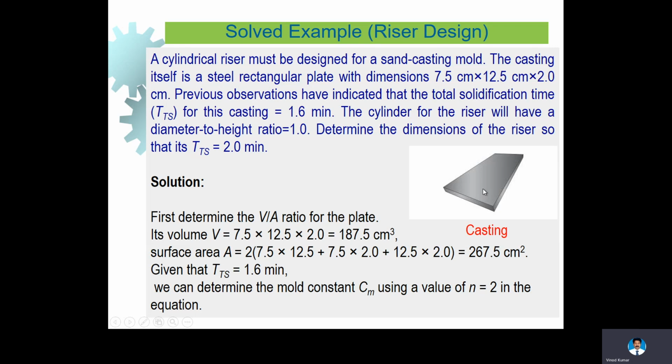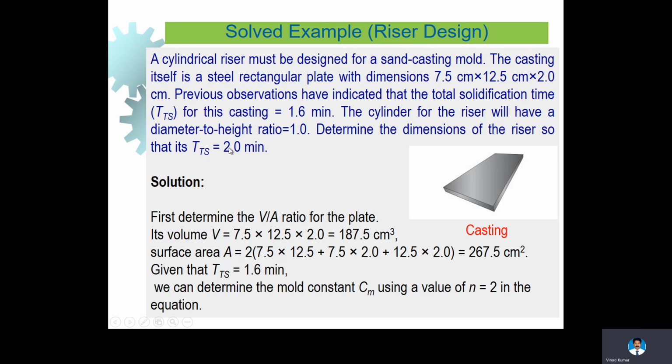We need to produce a product here by casting a rectangular plate. The size of the rectangular plate is 7.5 centimeter by 12.5 centimeter by 2 centimeter. This is the shape we need to produce. It's a rectangular plate. The solidification time for the casting is 1.6 minutes, and the solidification time for the riser, which is the reservoir, is 2 minutes. So look at that. Casting time 1.6 minutes, and for the riser 2 minutes.